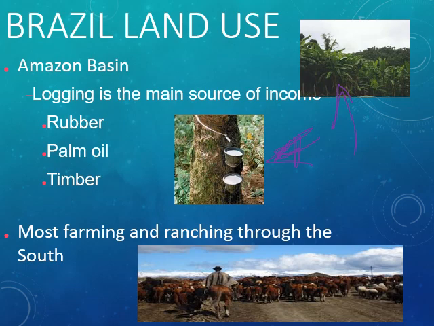And lastly, most of the farming and ranching in Brazil happens in the south, in the plains parts of the highlands that are down there, because it's not the bad soil of the Amazon rainforest, and the weather's good and all that kind of stuff. So it's a good place for farming and ranching.